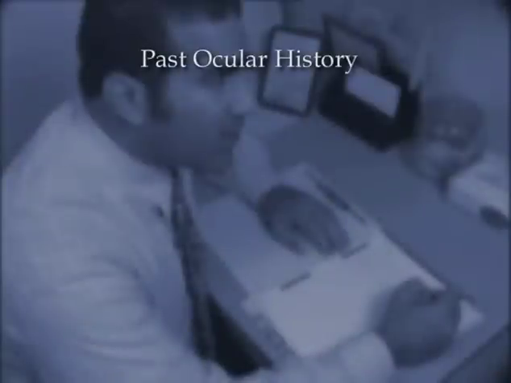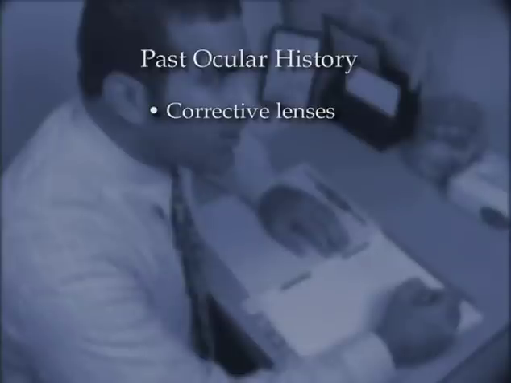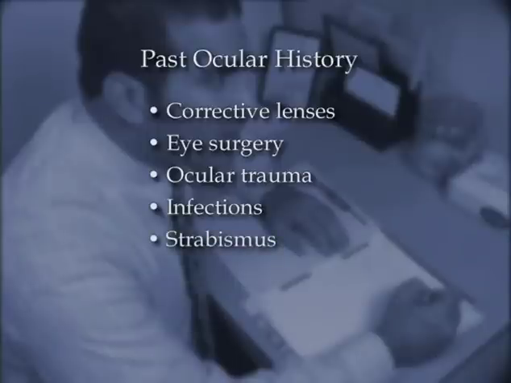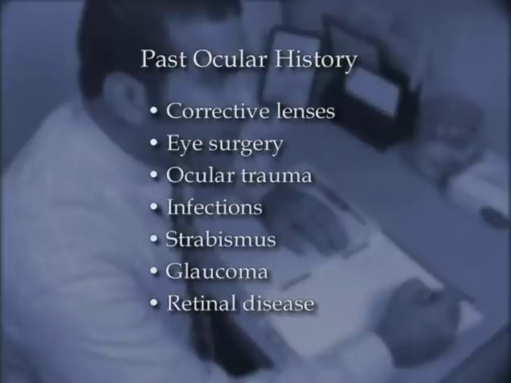The patient's past ocular history is important. This should include information regarding the use of any corrective lenses, either glasses or contacts, eye surgery, including laser procedures, cataract, glaucoma, corneal, retinal, eyelid, eye muscle surgery, or refractive laser procedures, ocular trauma, recurrent eye infections, strabismus, which is misalignment of the eyes, glaucoma, retinal disease, or other significant eye problems.